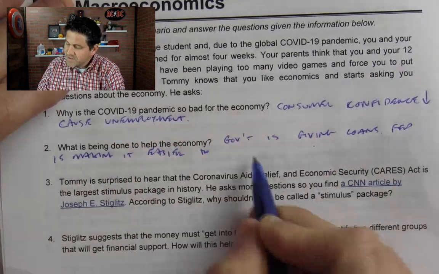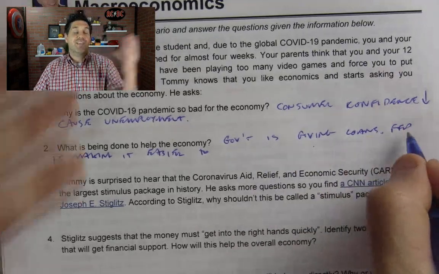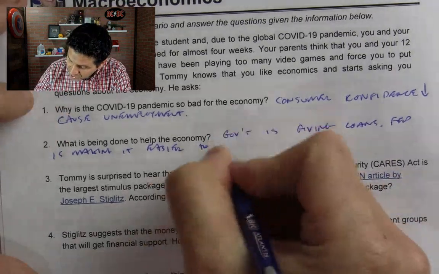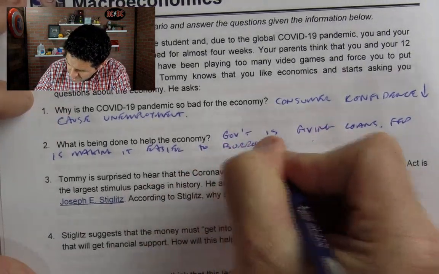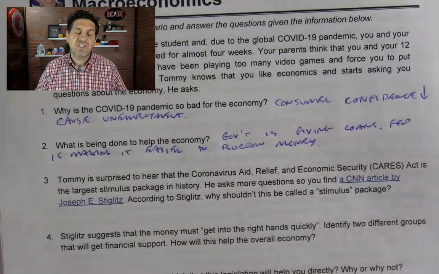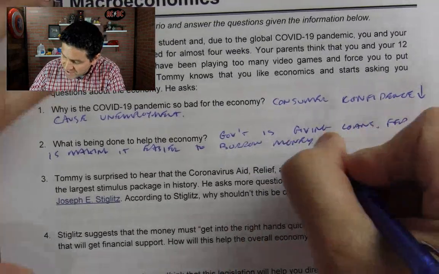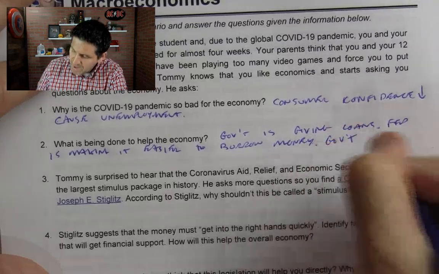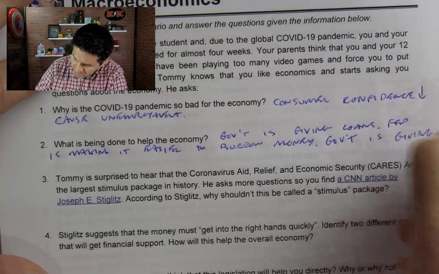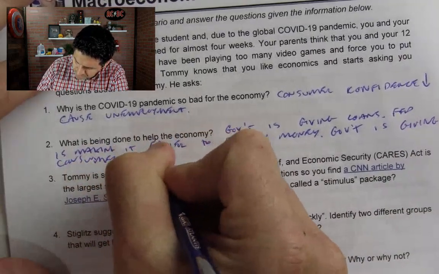All right, so the government is giving out loans to businesses, and forgive my handwriting, but it also says the Fed. You have to explain what the Fed is to a 12-year-old, but the central bank is making it easier to borrow money because they're lowering interest rates. Now, what you just described is both fiscal and monetary policy, right? The government also, in fact, I should add this in, is giving consumers money.